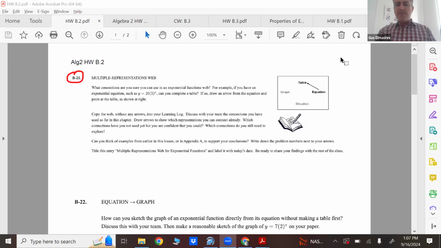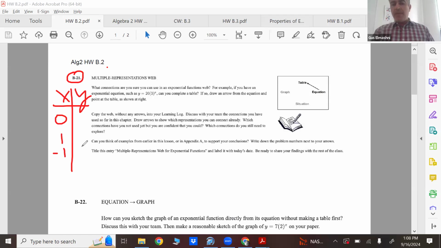But they say that, for example, you have y equals 20 times 3 to the x power. Can you complete a table? Of course you can. If you make a table for that, it's not that hard. Just plug in different values of x, see what you get for y. Usually reasonable values like 0, 1, and -1. If I plug in 0, I should get 20. Plug in 1, I should get 60. Plug in -1, if you use a calculator, do 20 times 3 to the -1 power.